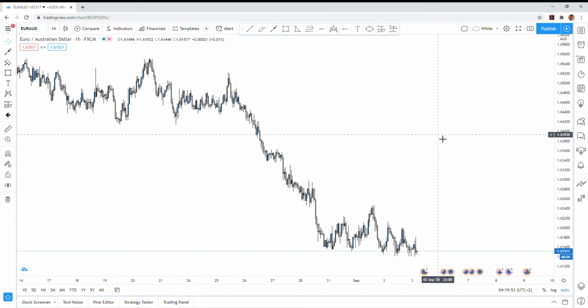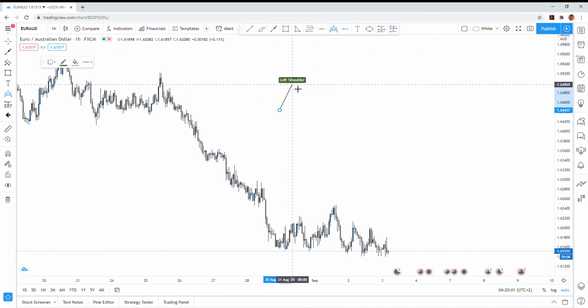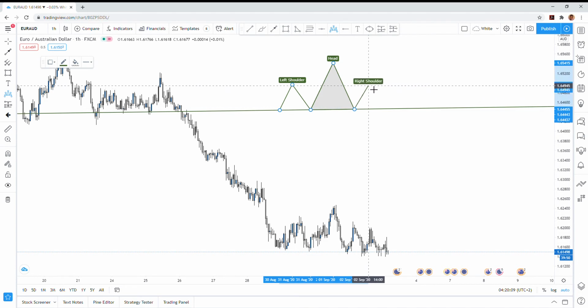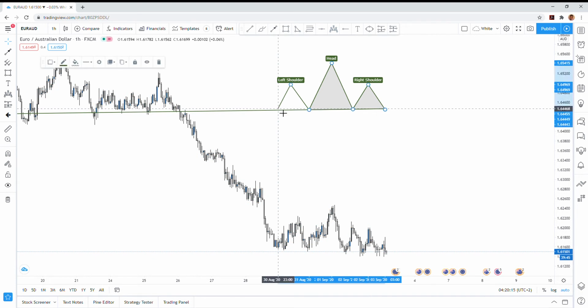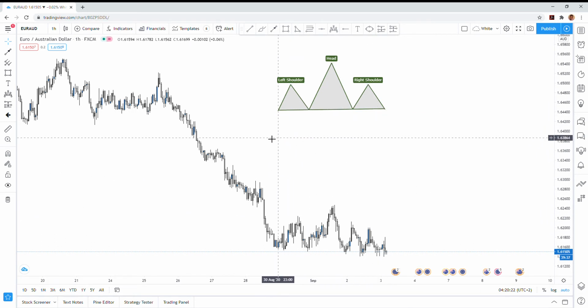I'm going to talk to you about a pattern that is used so widely by so many technical traders. It's called the head and shoulders pattern, which is this one. Left shoulder. So this is just an example of the head and shoulders pattern, right? This is the left shoulder, as you can see from these two that I used to draw it. This is the head, and this is the right shoulder.